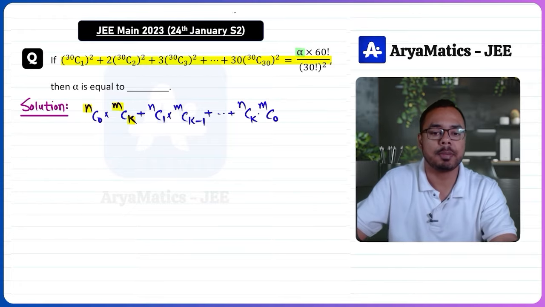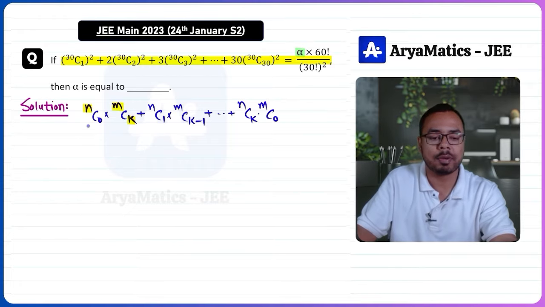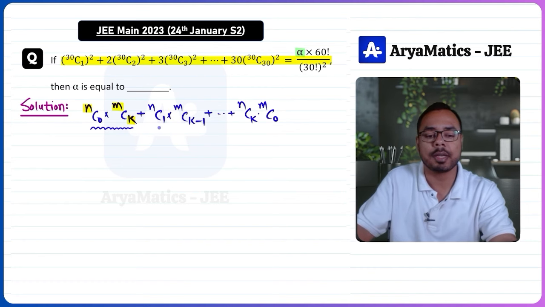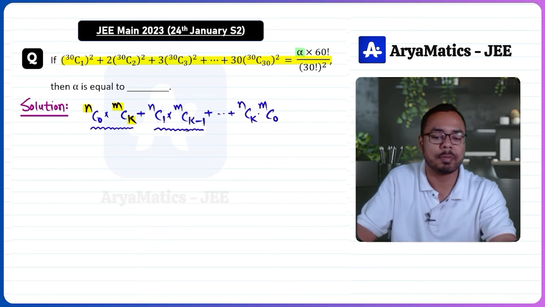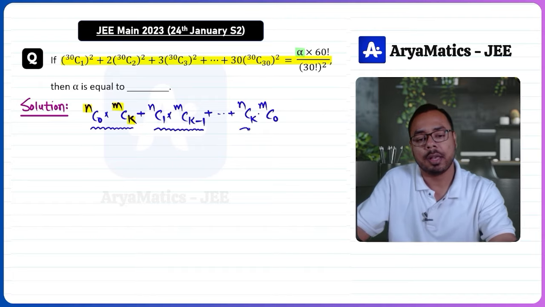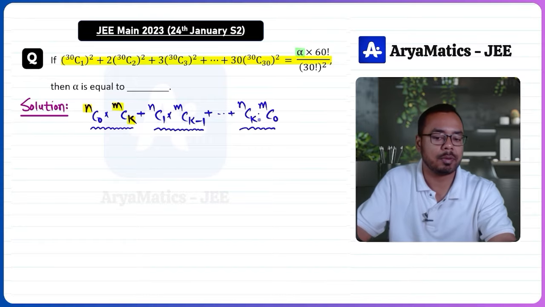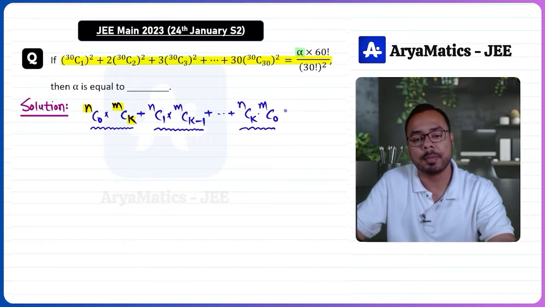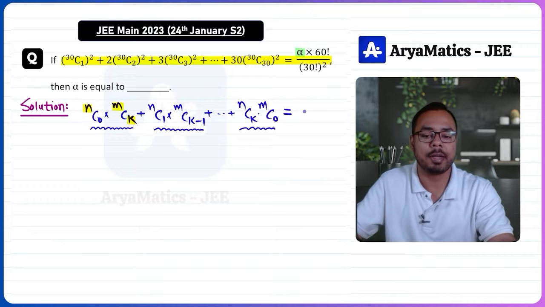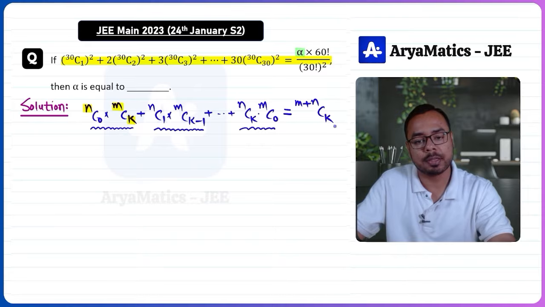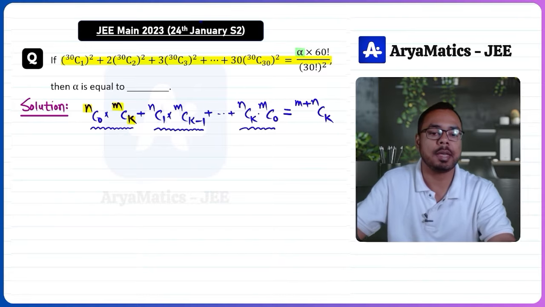The different cases will be, suppose I have n objects of one type and m objects of another type. So on the left hand side, these are the different cases. Either you select 0 from the first type and k from the second type, or you select 1 from the first type and k minus 1 from the second type, and so on. And the last case is that you select k from type 1 and 0 from the second type. So this is the number of ways of selecting k objects from m plus n distinct objects. So this sum should be (m plus n)Ck.